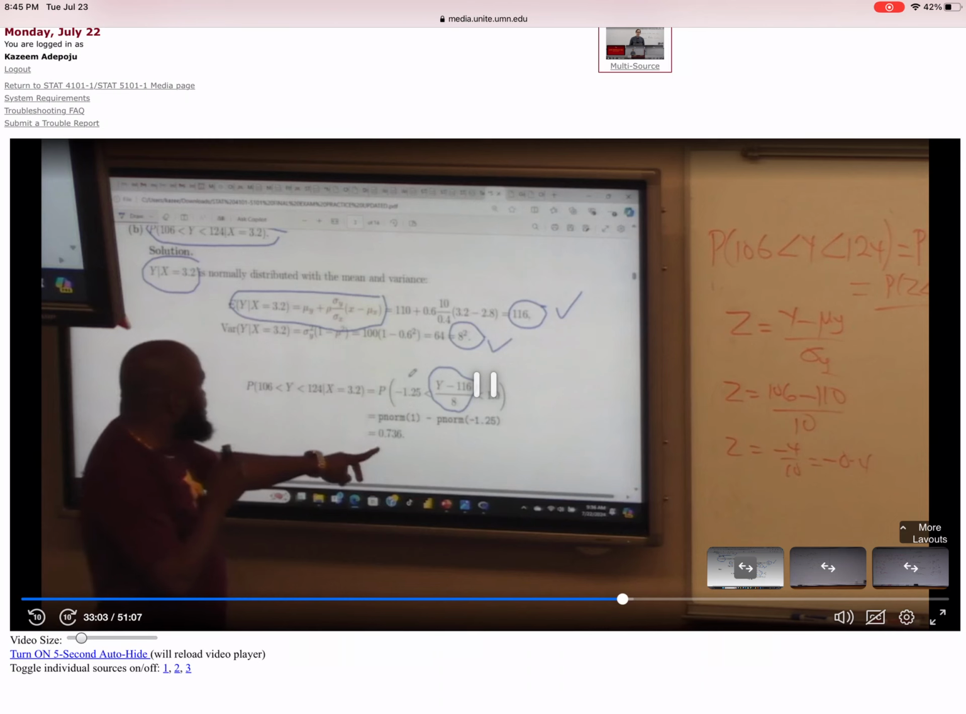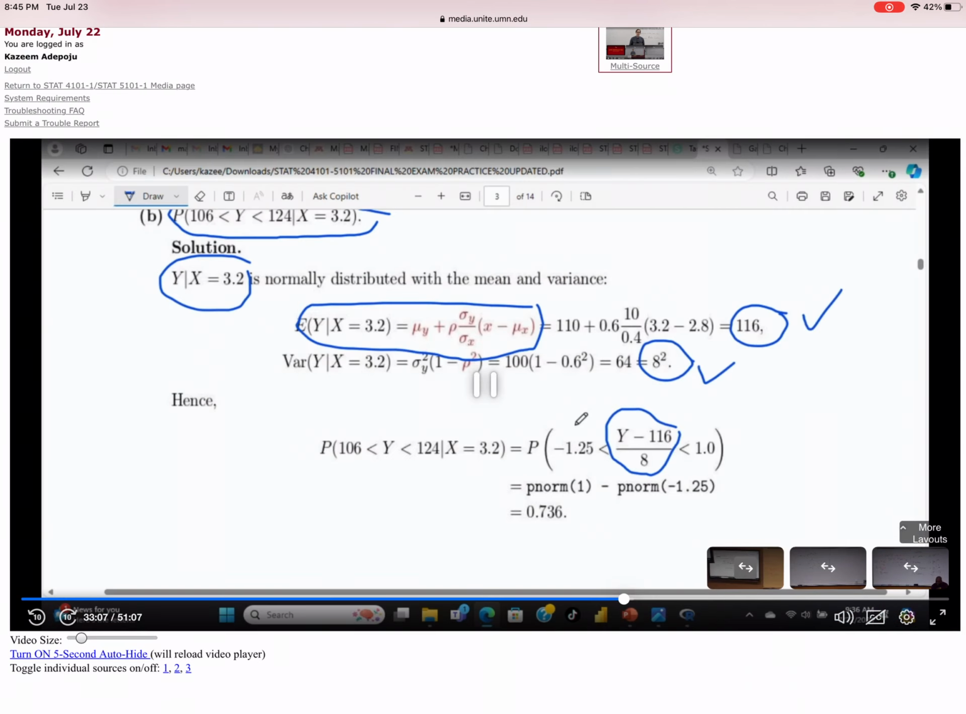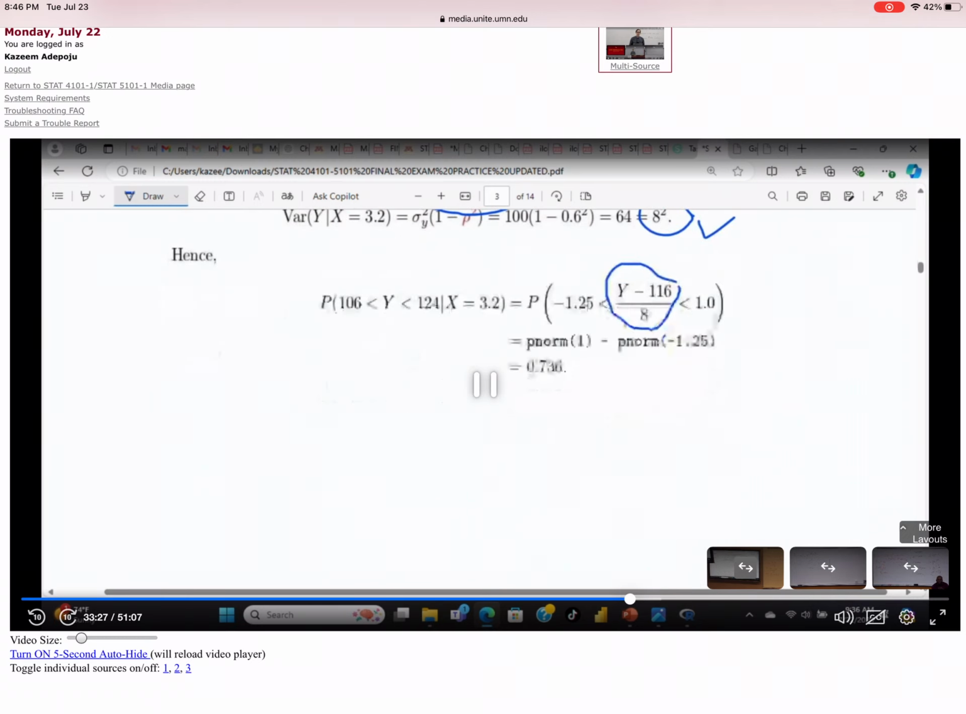Now take a look at this. Here we got 0.736, and in the other one, we got this. Are they independent? They are not, because this value here is not the same as this value. So they are not independent. They depend on each other, and that's why correlation exists. Does that make sense?